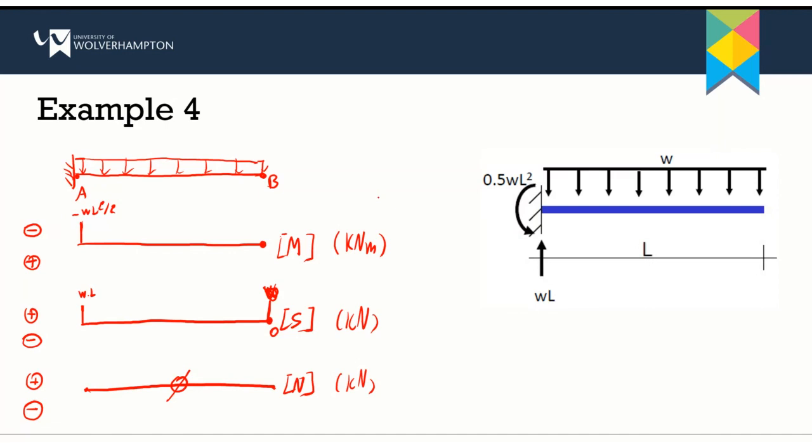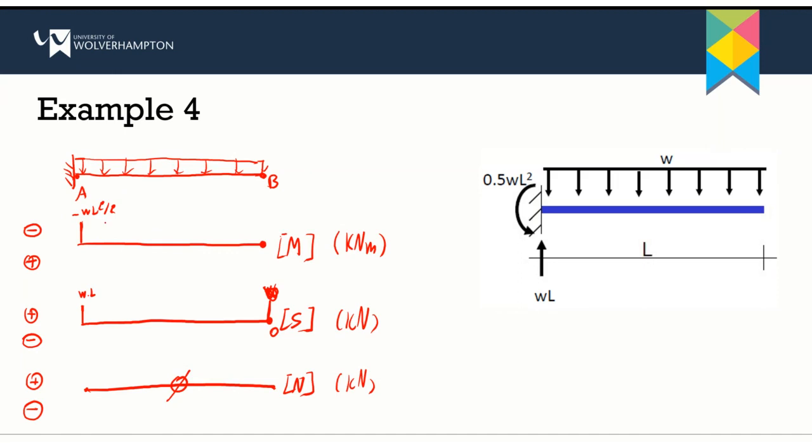Now, if I have a uniformly distributed load, then the bending moment diagram will be curved. But when it comes to curves, I'm not sure if it has to be sagging like that, or like that. Now, an easy way to remember that is from the fictional straight line that you could draw. It has to go in the direction where the UDL points.